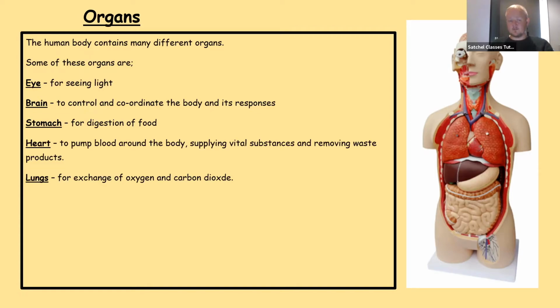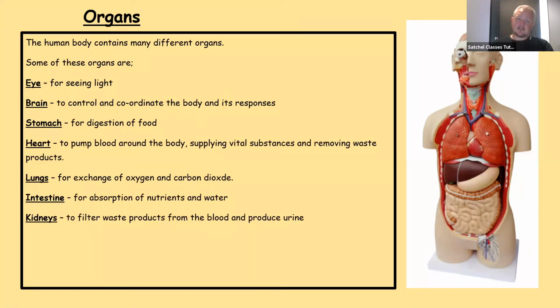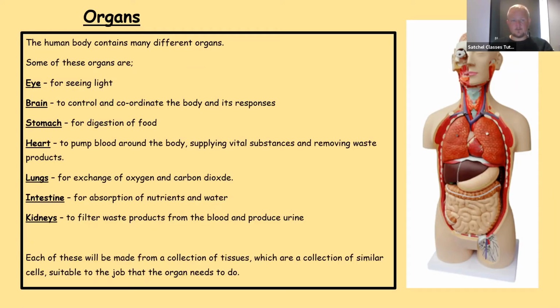The lungs, these are for the exchange of oxygen with carbon dioxide. You take oxygen in and you get rid of the carbon dioxide. The intestine, which is for the absorption of nutrients with the small intestine and water with the large intestine. Kidneys, which are used to filter waste product from the blood and produce urine. Each of these will be made from a collection of tissues, which are a collection of similar cells suitable to the job that the organ needs to do. You do need to know the names of some of these organs and their functions as you go ahead into GCSE from year 7, 8 and 9.